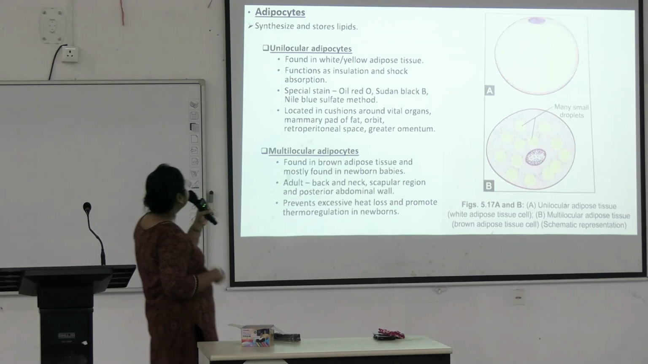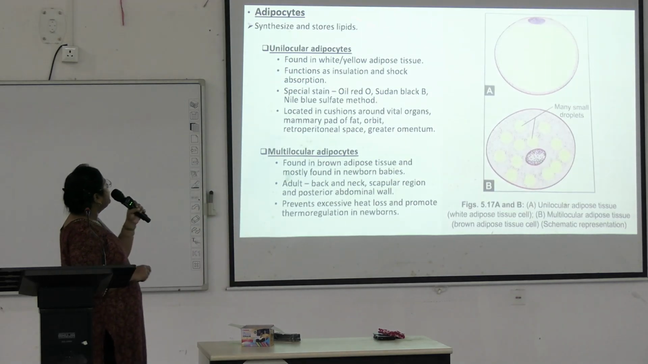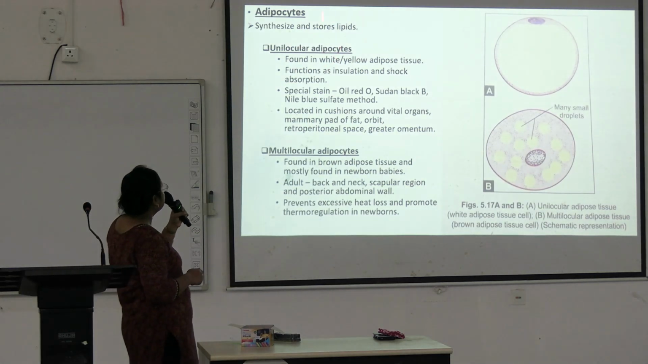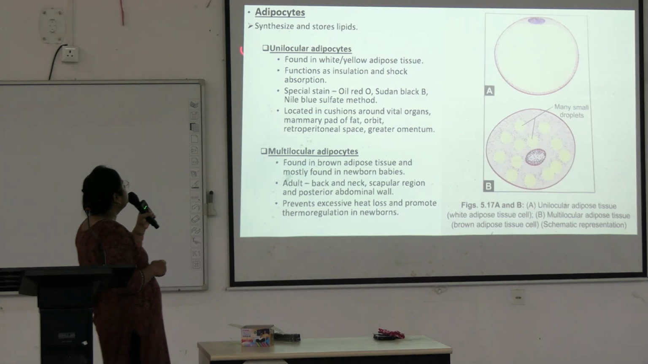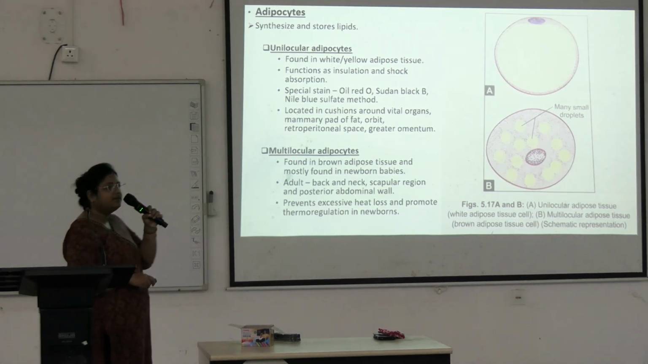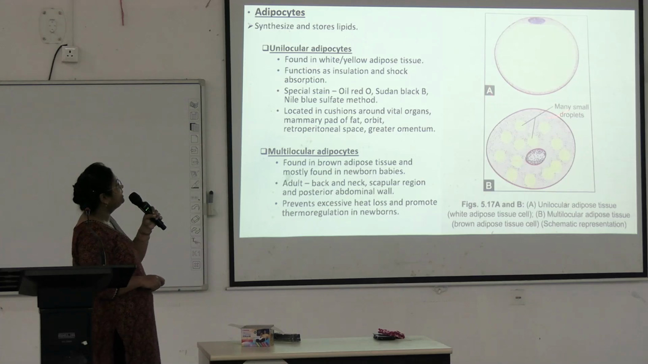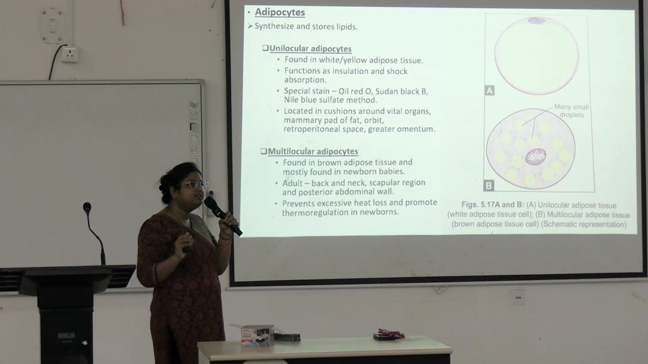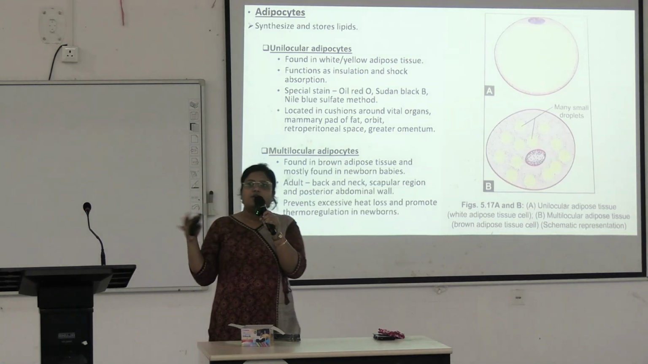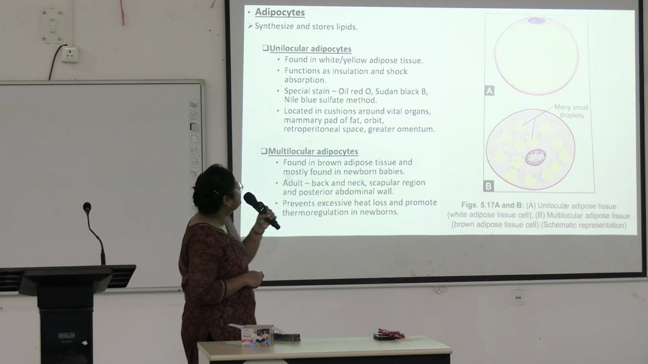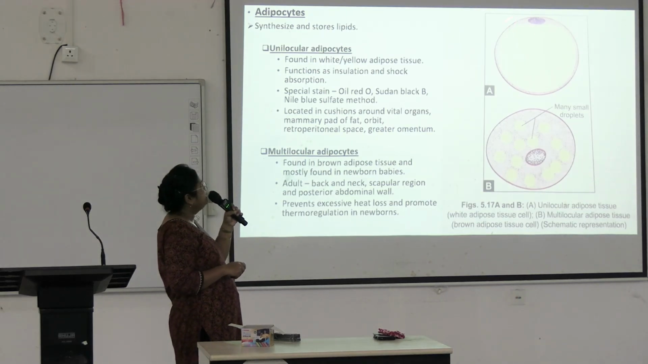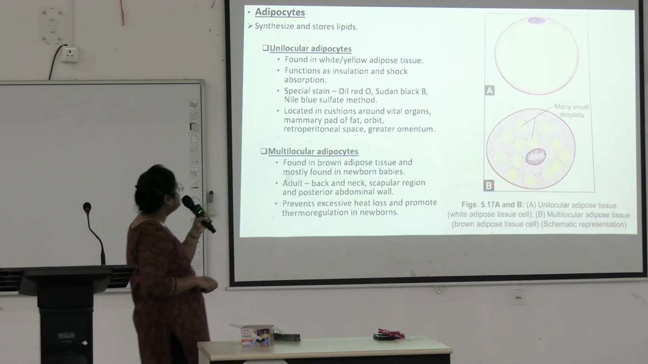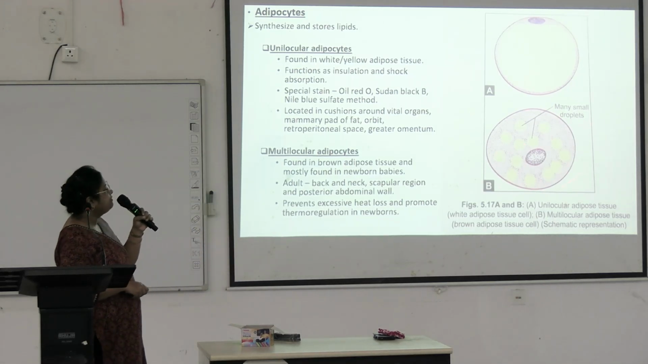Next we are going to adipocytes. Adipocytes synthesize and store lipids. Two types of adipocytes are there, unilocular adipocytes and multilocular adipocytes. See, this is a unilocular adipocyte and this is a multilocular adipocyte. A unilocular adipocyte has a large fat globule occupying most of the cell. A thin rim of cytoplasm is there and a flattened nucleus shifted to the periphery. In multilocular adipocytes, there are many small fat droplets.